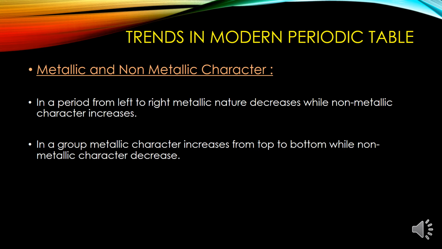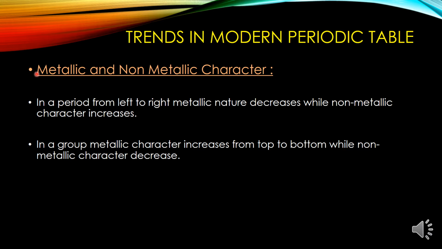Good morning, children. We have started understanding trends in the periodic table and we have learned atomic radius, valence electrons and valency in the modern periodic table. That means how these three are varying in a period and in a group. Today we are going to learn how metallic and non-metallic character vary when we are moving from left to right in a period or top to bottom in a group.